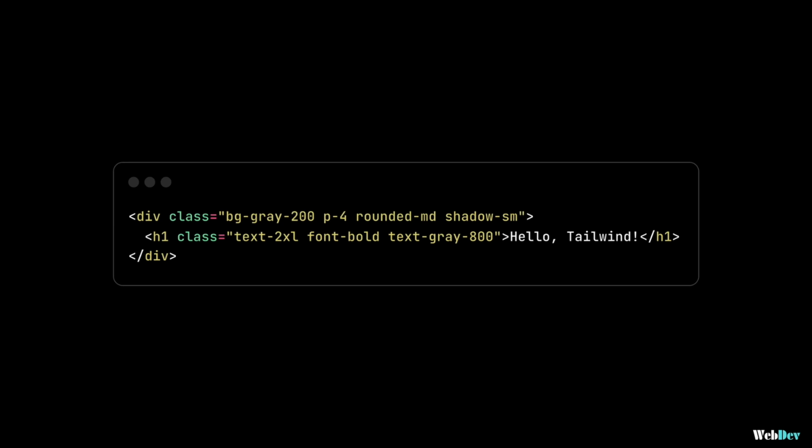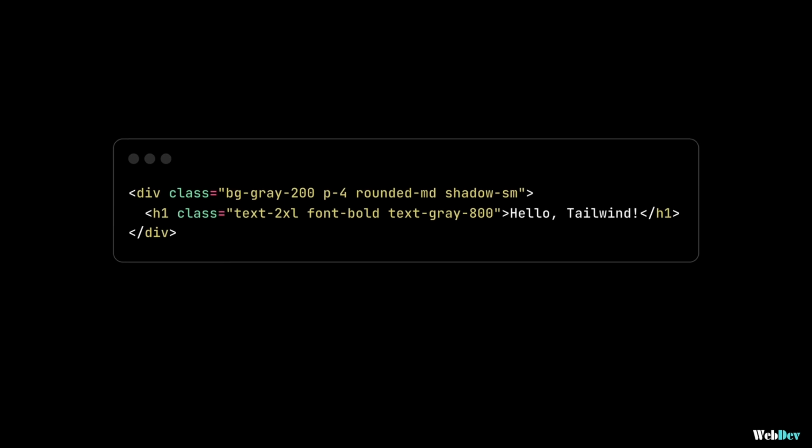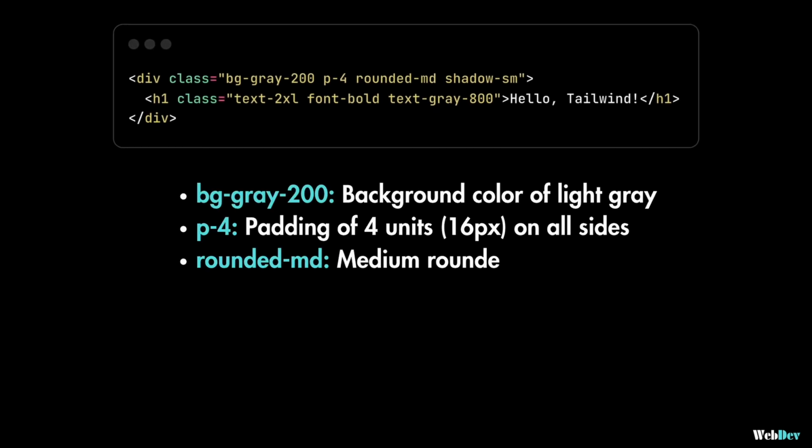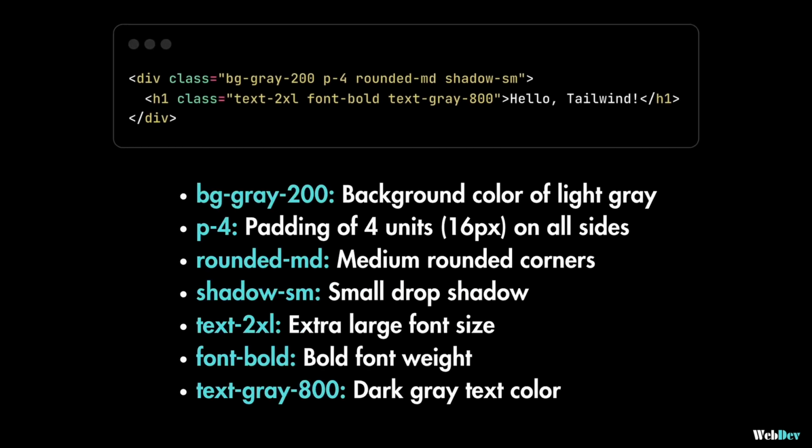For example, this is a component built with Tailwind CSS. You can see that we have applied many classes to this component, and each class in this example corresponds to a specific CSS property or value. For example, the first one sets the background color to light gray, the second one applies paddings of 4 units on all sides, and so on. And by combining these utility classes, we can quickly style our HTML without writing any custom CSS.